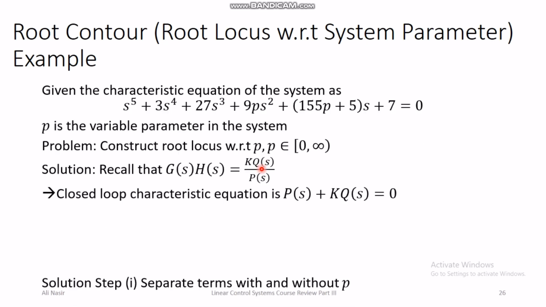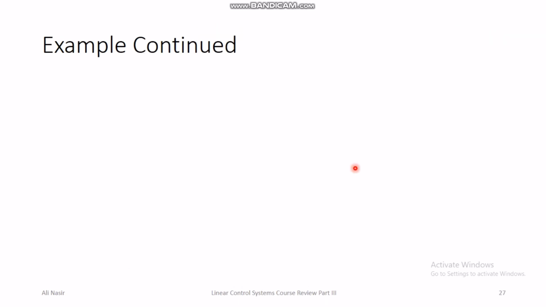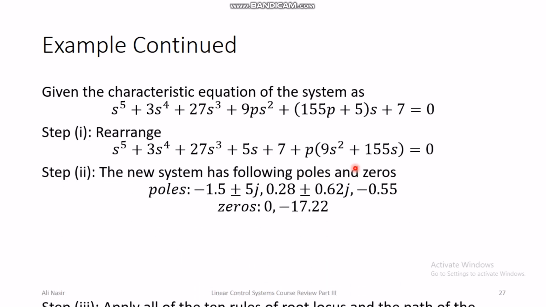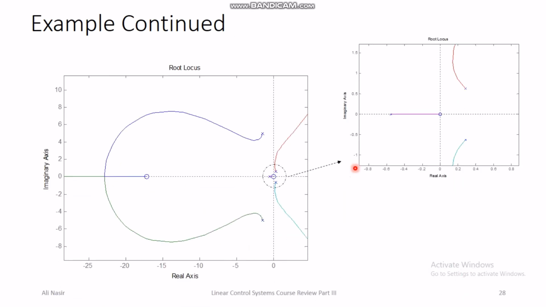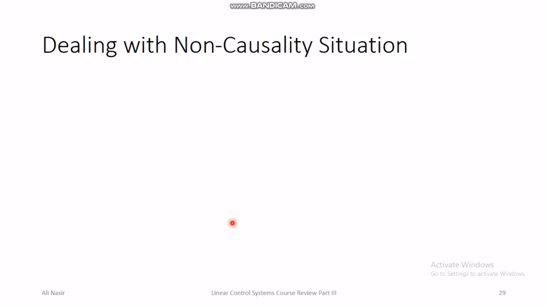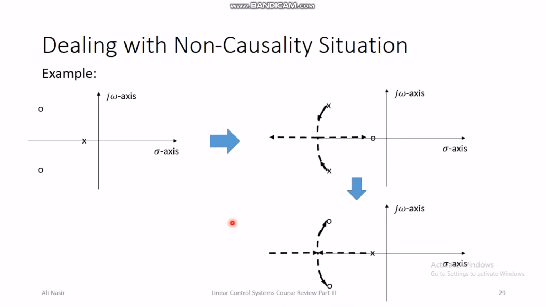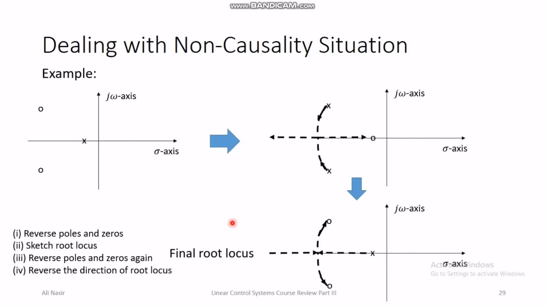Then we looked at root locus with respect to a certain parameter of the system, which is called root contour, and we construct an artificial open loop transfer function by rearranging the terms with and without the parameter, and then we construct the root locus to find where the poles of the system will go if we change the value of the parameter. Dealing with non-causality in this case, we flip the poles and zeros, we sketch the root locus, we flip the direction of the root locus, and we flip the poles and zeros again to get the original poles and zeros, and that gives us the root locus with respect to the parameter gain.